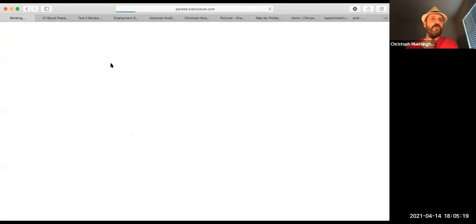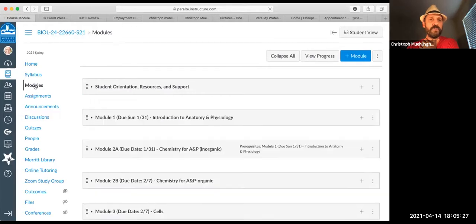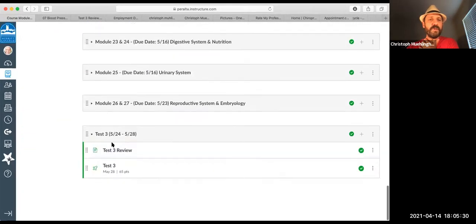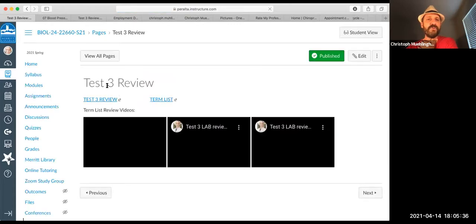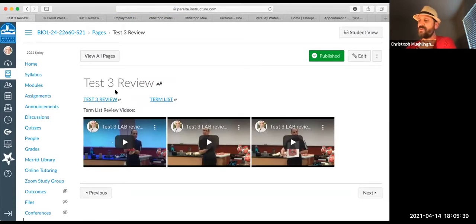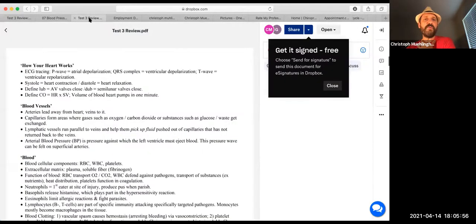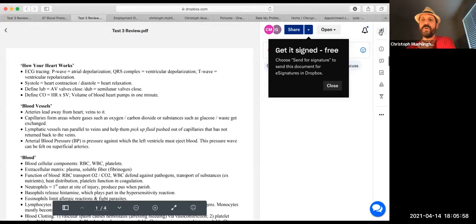Good. So when you go into Canvas under test 3, so that's the last module, so to speak, even though it's not called a module, all the way at the bottom, we have the test 3 review. There you have the test 3 review, which is that physiology document, and then the term list again. And for the anatomy terms, like in the second test, if you felt the videos were helpful for you, they are here. That's pretty much covering all the terms you're going to do on the test. And I have it printed out right here. When you press on that, that's what you get.